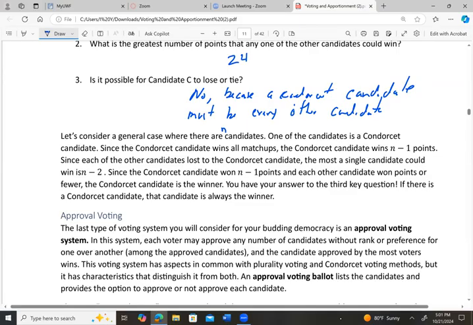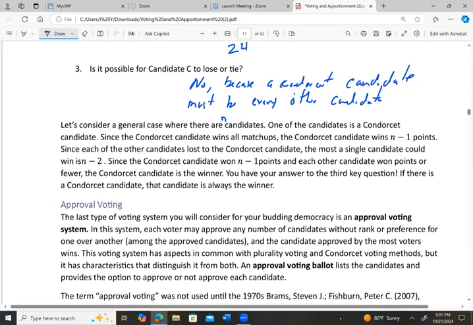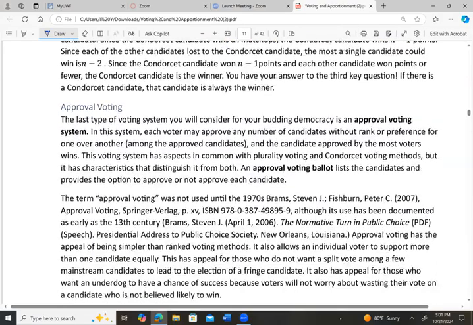You have your answer to the third key question. If there is a Condorcet candidate, that candidate is always the winner.